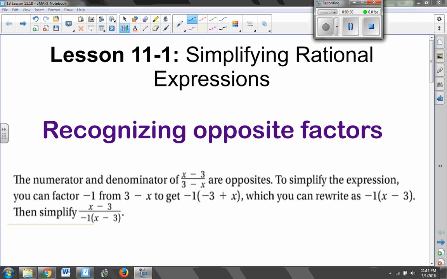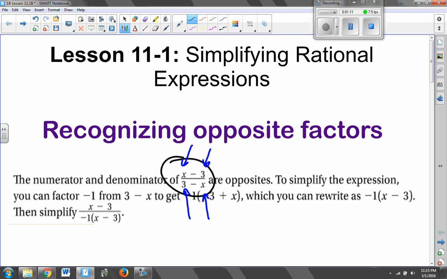So, for example, this rational expression here, x minus 3 over 3 minus x, those two are opposites because on the top, the x is positive and the 3 is negative. And on the bottom, it's exactly the opposite. The 3 is positive and the x is negative. So what that allows us to do is factor out a negative sign or a negative 1 from the top or from the bottom.